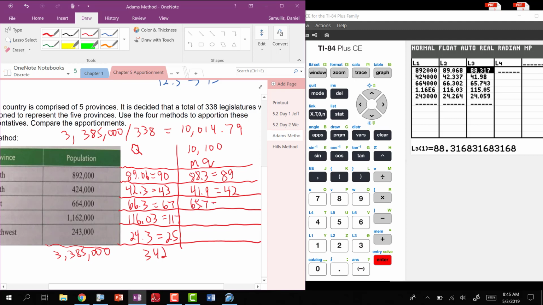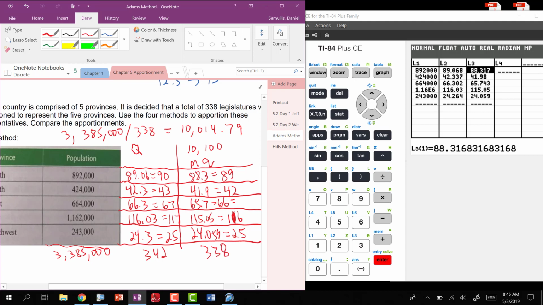65.7 becomes 66. I lost 3. Then here's the real bad one, 115.05. This becomes 116. I lost my 4. Hold on, did this work? Oh, 116, sorry. And then this one does end up right at 25. Did I do it? It's a miracle. Okay, so I did lose my 4 seats that I wanted, and barely 24.059 is still 25, so now we're at 338. So I got lucky.